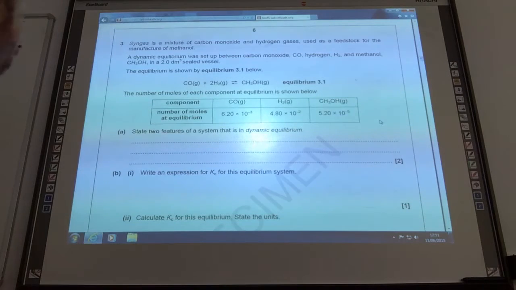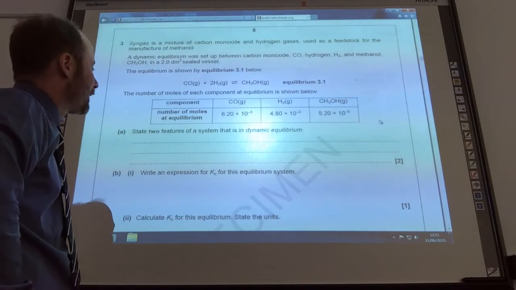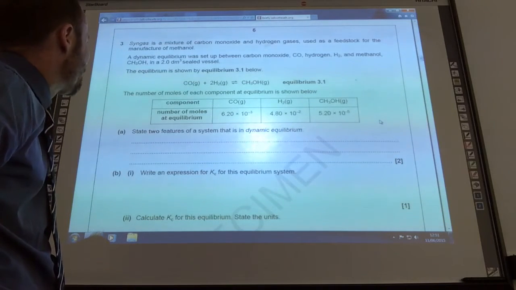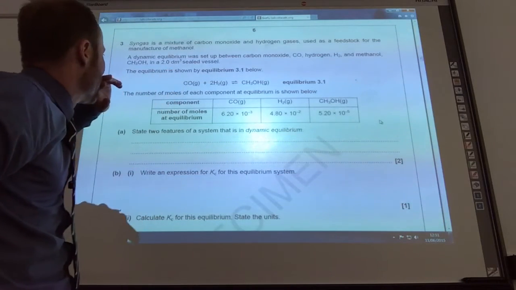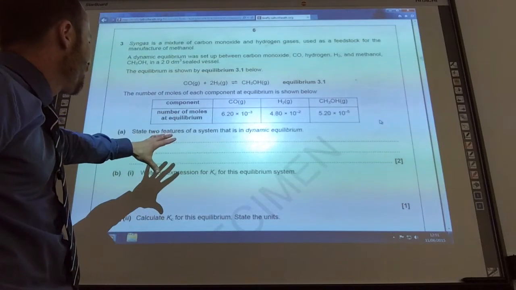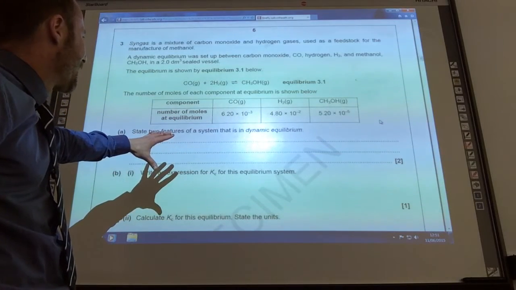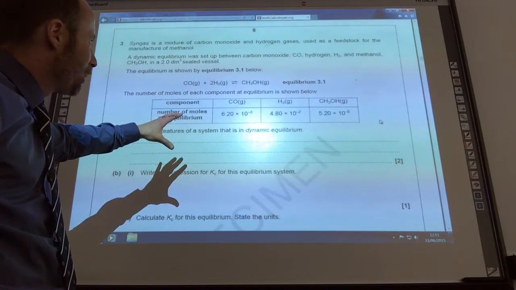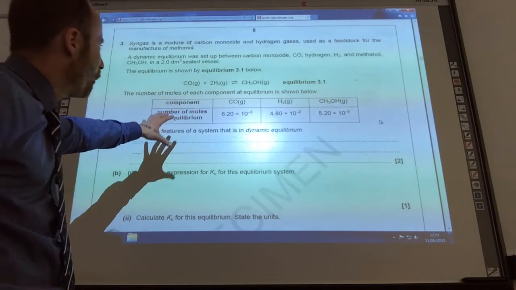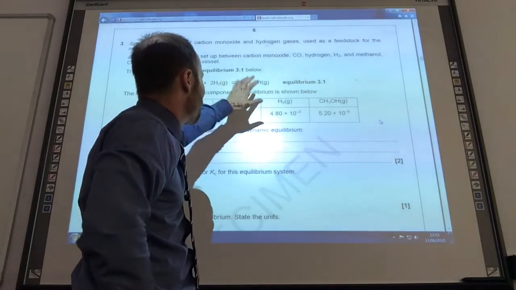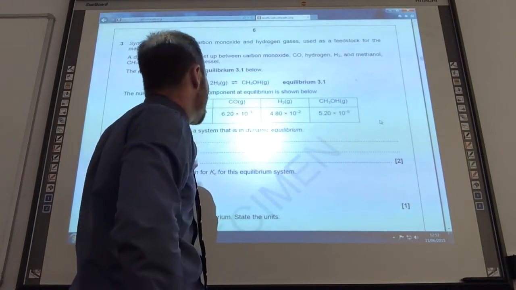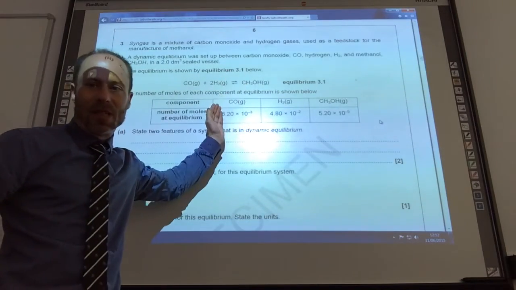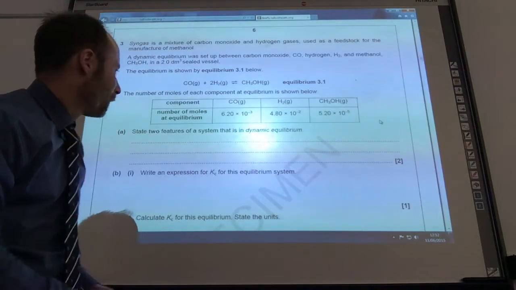syngas. A little bit of information about it. Dynamic equilibrium, surprise, surprise, and it's in a 2 decimeter cubed sealed vessel. Give me the two features of a system that's in dynamic equilibrium. Well, the macroscopic properties will not change, so that's the overall concentration of carbon monoxide, hydrogen and methanol. They do not change. The other one that you can mention is that the rate of the forward reaction is the same as the rate of the backward reaction, of course.